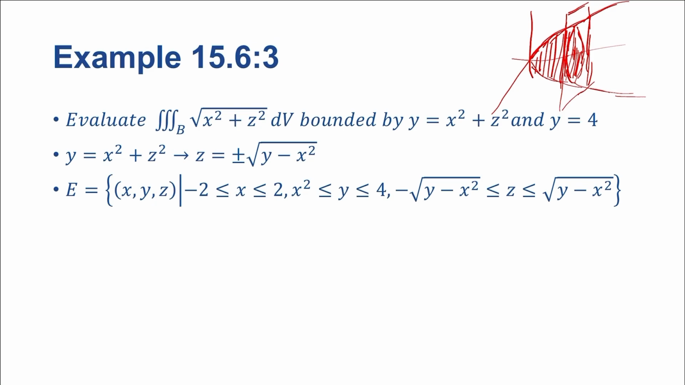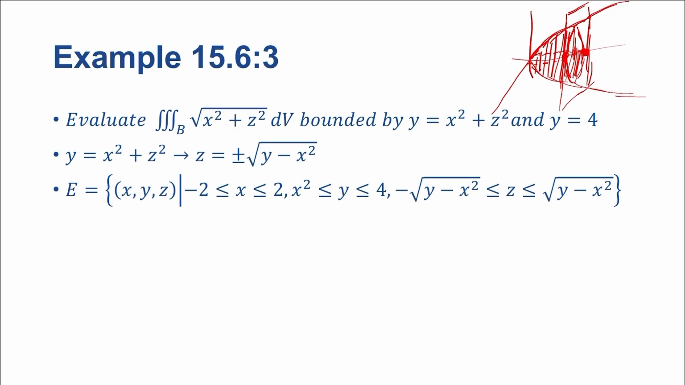X is going to be between negative 2 and 2. Should make sense because here's negative 2 and here's 2, obviously, because if we're at y equals 4, then if we take the square root of that, that's where x is going to be, right? And z is at 0 at that point. So that would make sense that we would have negative 2 and 2. Y is going to be between x squared and 4, so x squared down here and 4 up here.